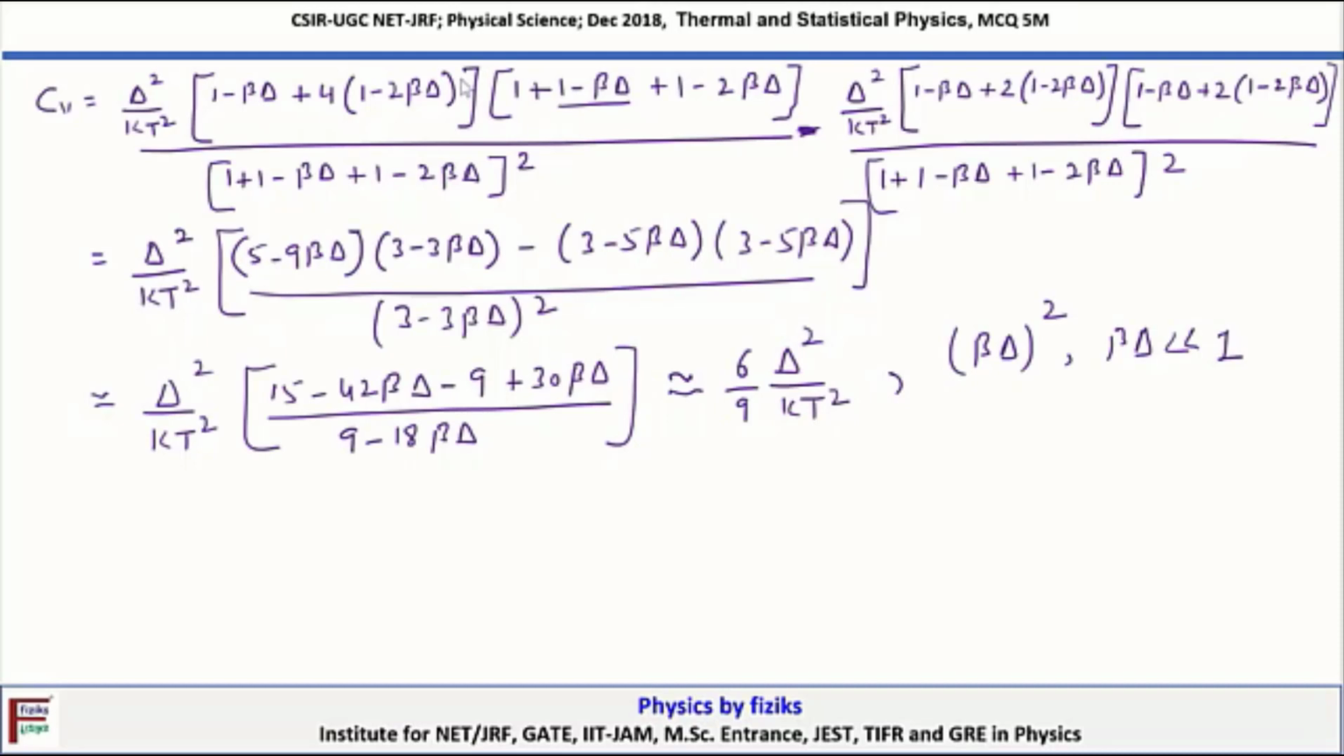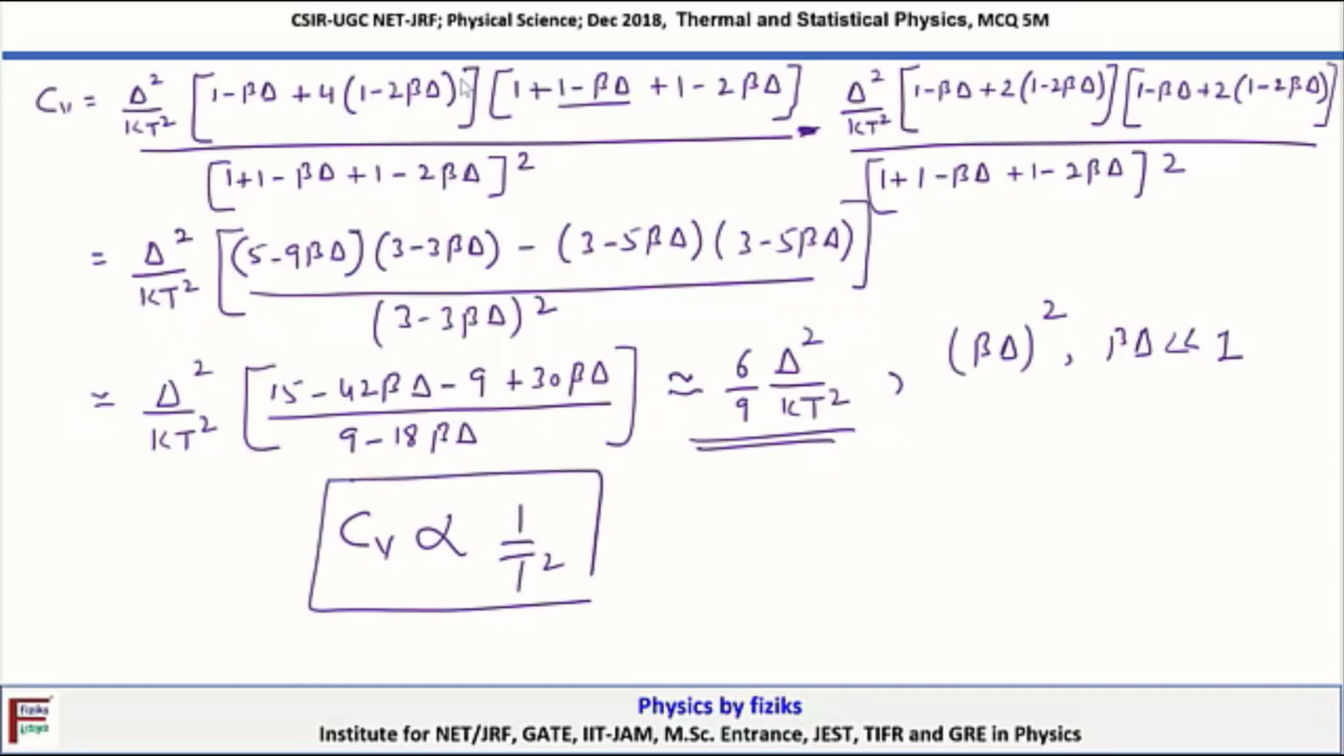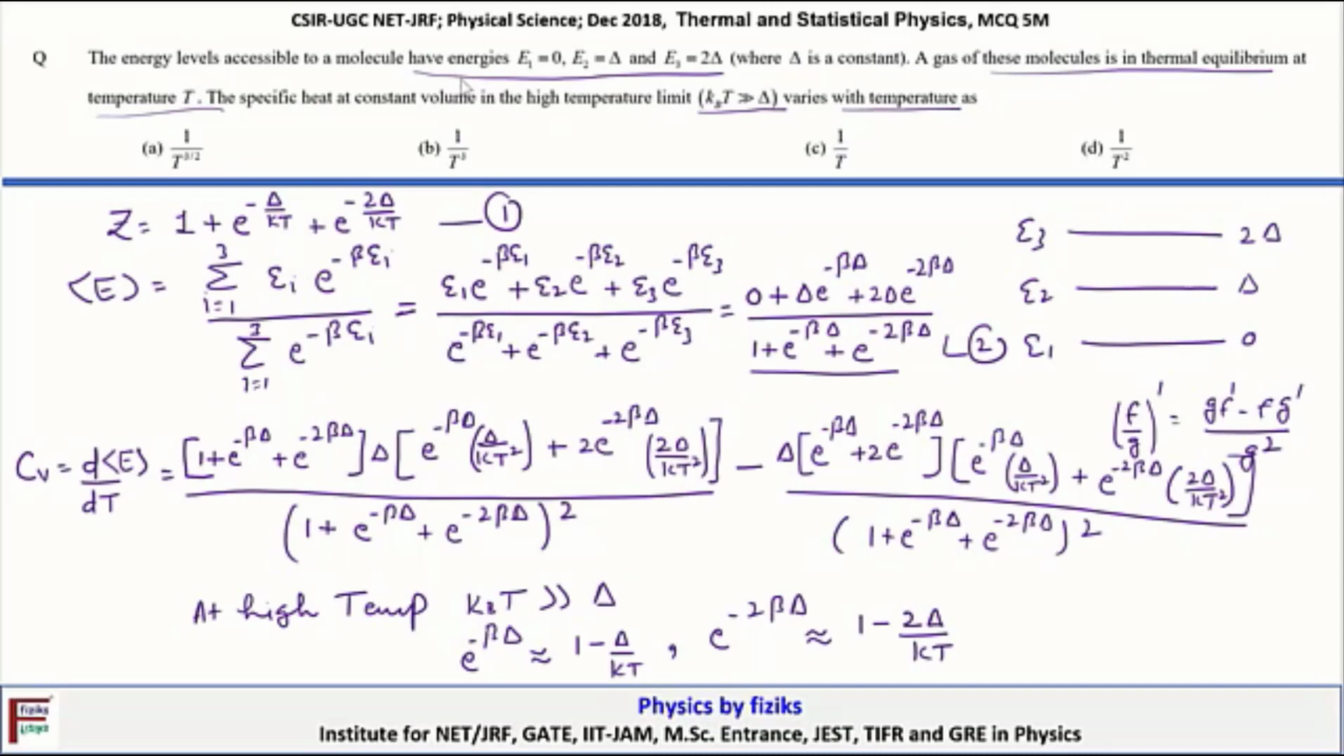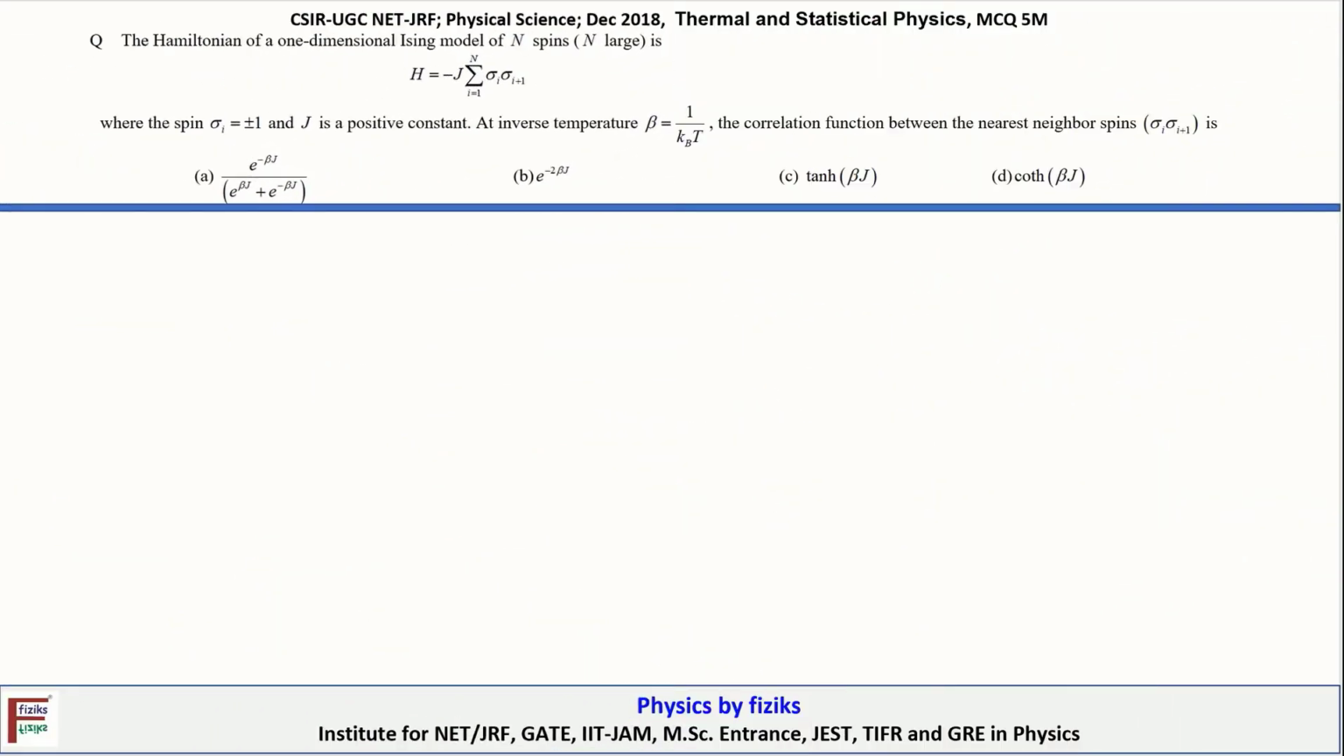Therefore from this last expression we notice that CV for the system which is given to us is proportional to 1 by t square. Although this question involves a huge calculation, the answer is very simple. So let's take a look at the options which are given to us. 1 by t square, so therefore D is the correct option here. So let's continue with the next question.